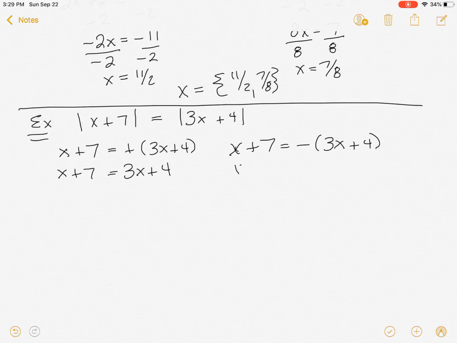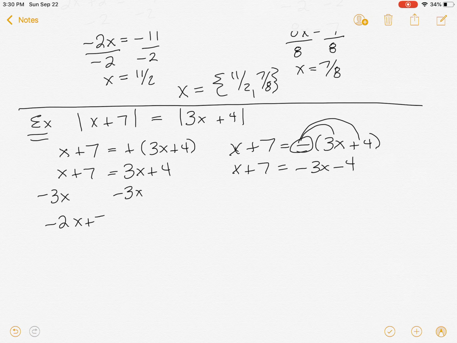And on this side I would have x plus 7. If I distribute that negative, the opposite of 3x is negative 3x. The opposite of positive 4 is negative 4. So on the left-hand side, I'm going to subtract 3x from both sides. So you get negative 2x plus 7 is equal to 4.